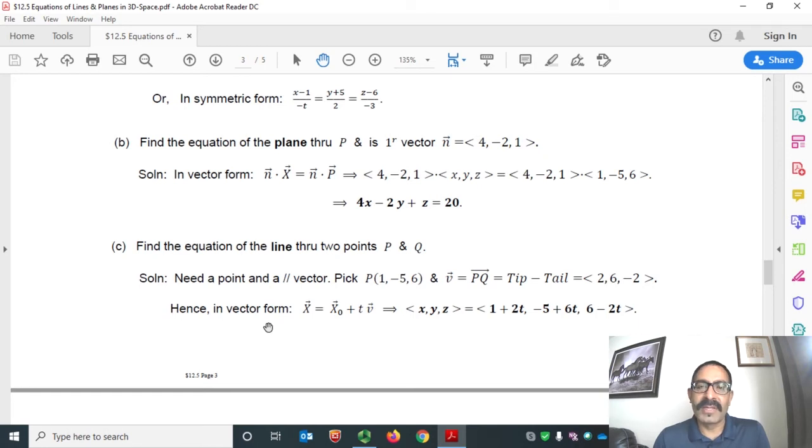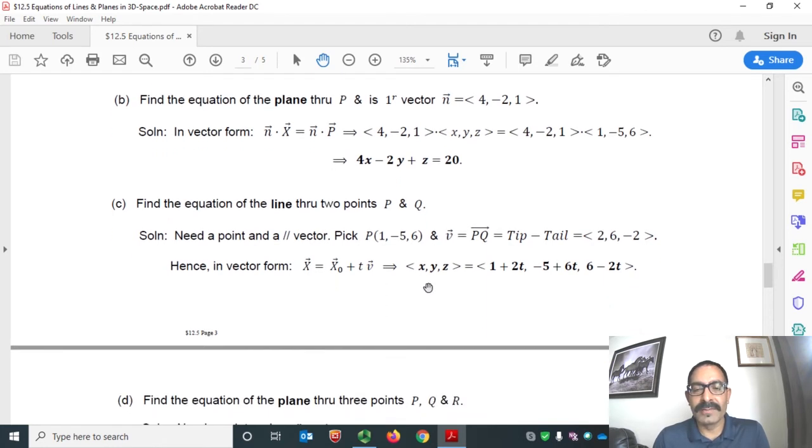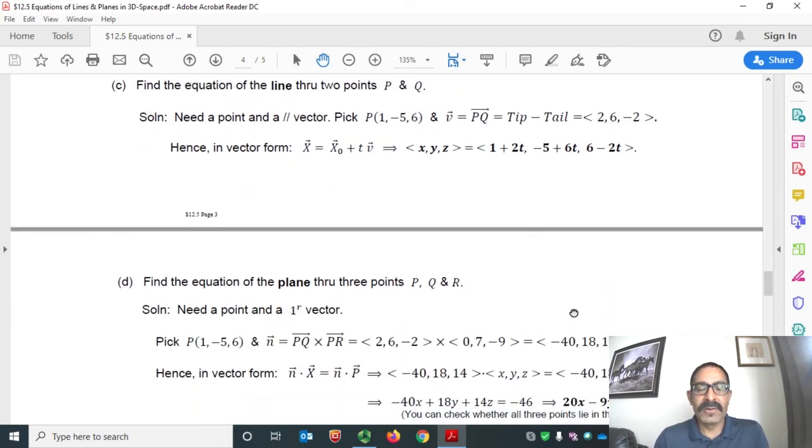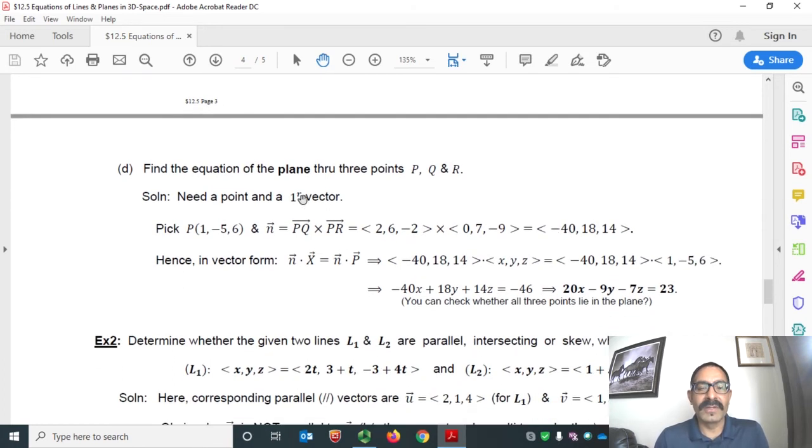Then just apply the formula in vector form. The formula is vector x equals vector x0 plus t times vector v. That means (x, y, z) equals (1 plus 2t, minus 5 plus 6t, 6 minus 2t). Great. Now let's move on. Now in part D, find the equation of the plane through 3 points P, Q, R.